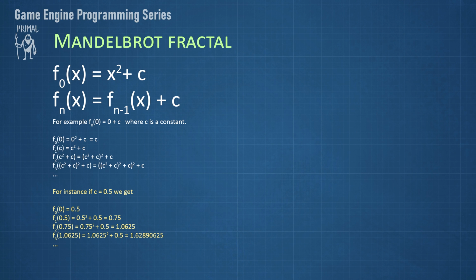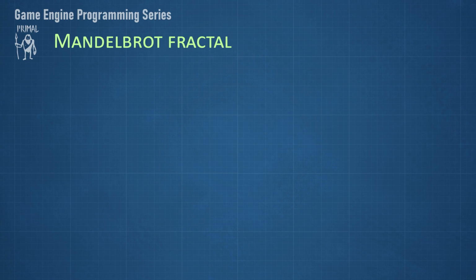We can create a series of functions in which we feed the result of the previous function into the new one. For example, if we choose x to be 0, then we get c for the first function, then c squared plus c for the second one, and so on. Choosing 0.5 for the value of c, we get 0.5, 0.75, 1.0625, and so on. As you can see, it's a rather simple exercise.